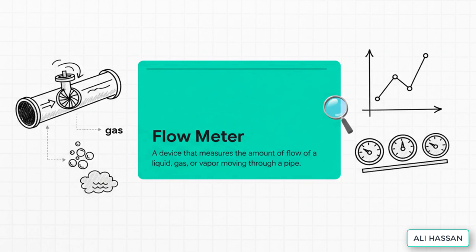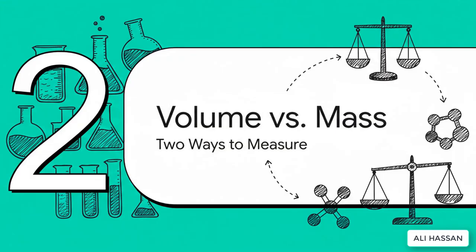And this is the hero of our story, the flow meter. This is the specialized gadget designed to do exactly that. It gives us the precise data we need, whether we're trying to measure a liquid, a gas, or even something like steam. So before you can even think about picking a tool, an engineer has to ask a really crucial question. What exactly are we trying to measure? The space it takes up, or the stuff itself?